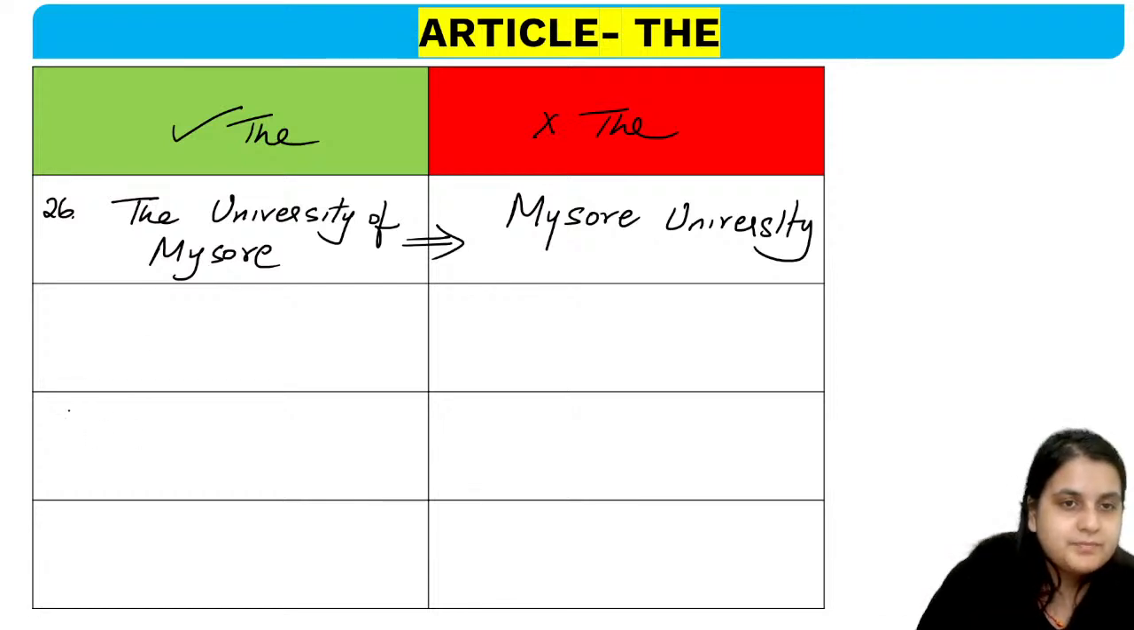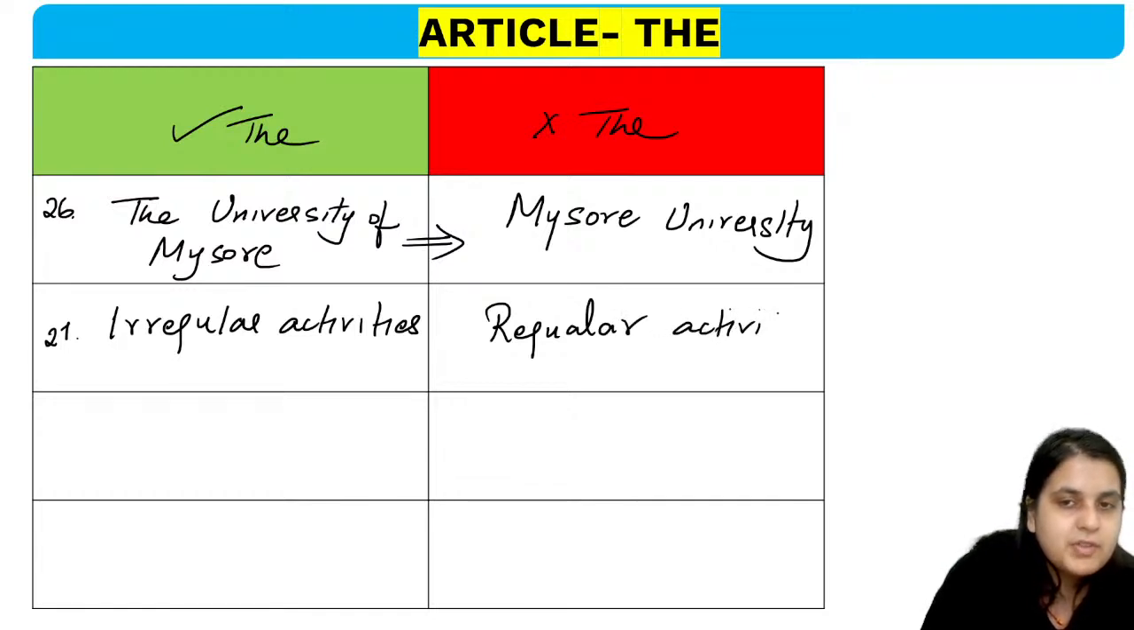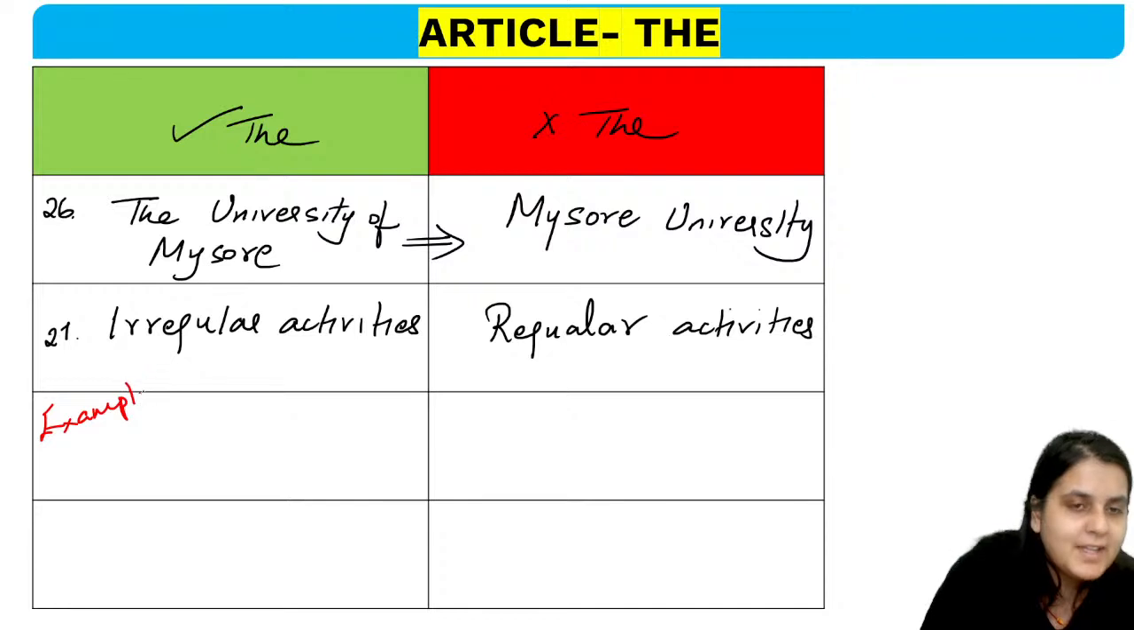Right, next one. Before irregular activities. We use the before irregular activities, and we do not use the before regular activities. Now what does it mean? Now listen to the example. Okay, I'm clubbing rules here, so I'm giving you the rule and the exception here.